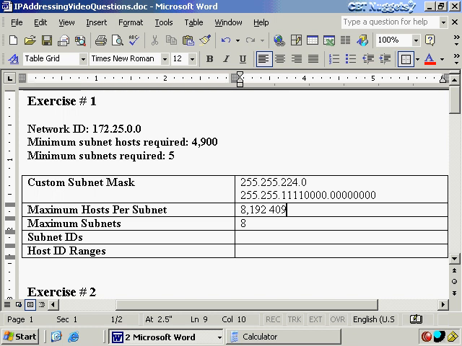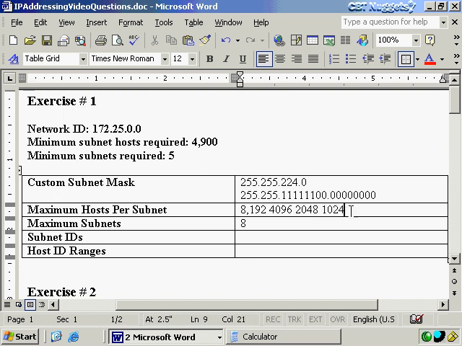Then if I were to steal another bit, every time you move to the right and steal an additional bit, it cuts your number in half. This would then give me 2,048, and if I were to steal another bit, keep moving my way over to the right, then it would be 1,024, and so on all the way down the line here.